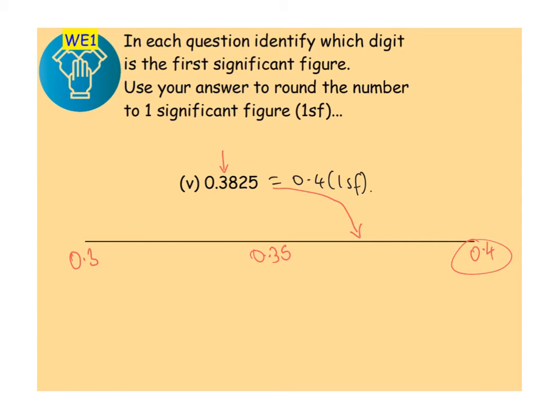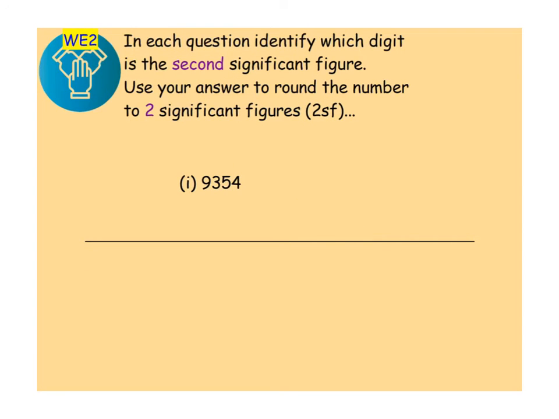Okay, hopefully that has all made sense. Now we're on to worked example 2. We've got the same number that we had at the start of worked example 1, but this time the question's asking me to round it to two significant figures, so first to find the second significant figure and then to round it. So this time I need to find the second significant figure. The easiest way to find the second significant figure is to first find the first significant figure. Here's the first significant figure, so here's the second one.